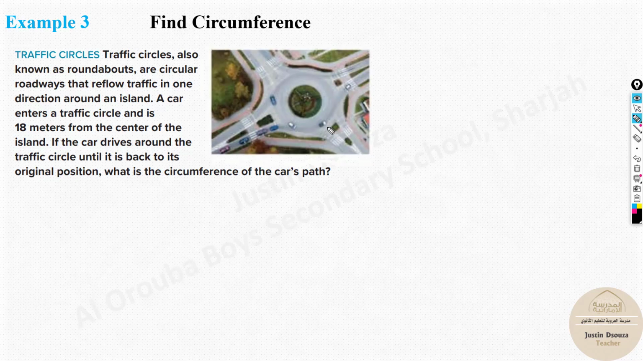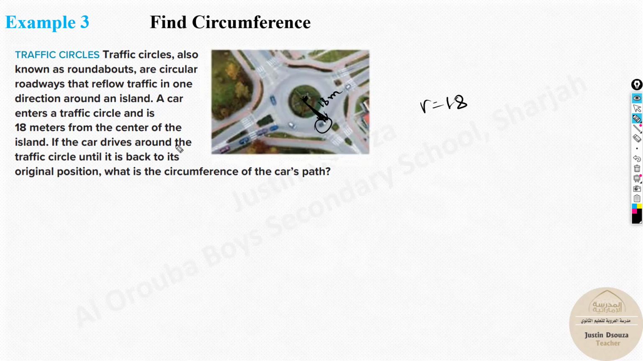So now, for example, imagine, let's take this car. This is how much from this particular island? It is 18 meters. What does that mean? That is the radius. R is given as 18. Now, what do we want? We need to find the circumference, right?